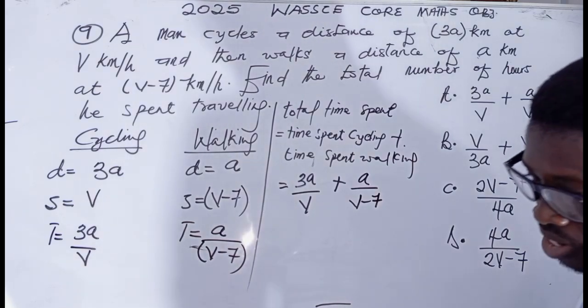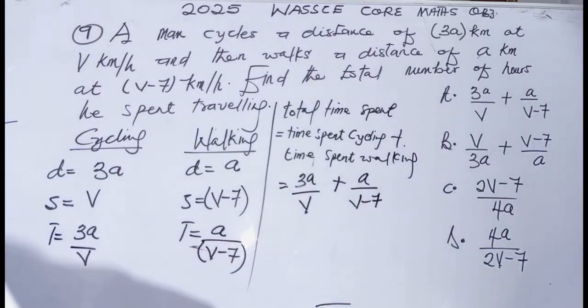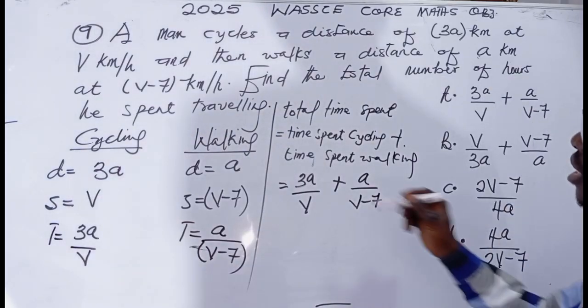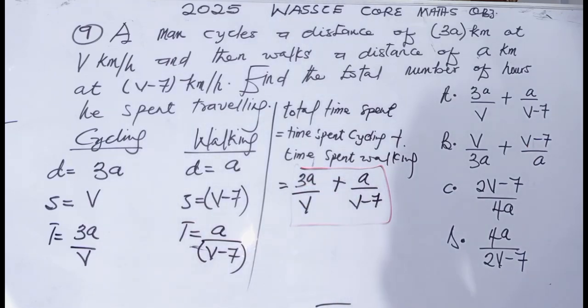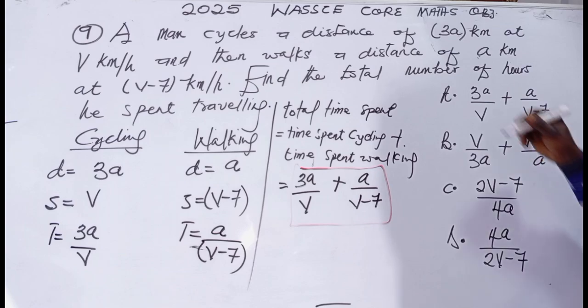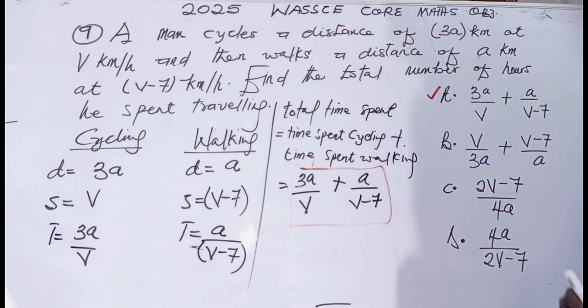So once we have this, we are going to look through the possible answers to see if we have this answer. Looking through the set of possible outcomes, we can see that the right answer is A.